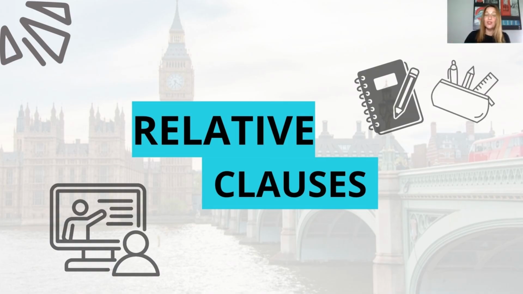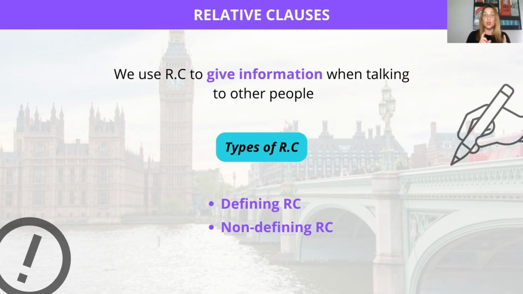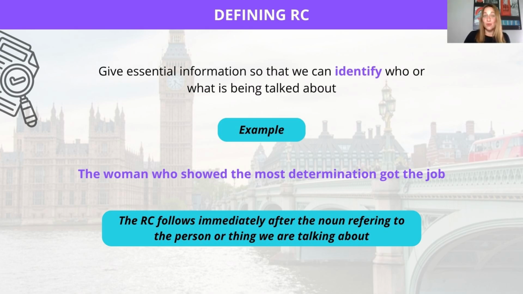Okay, so relative clauses. We use relative clauses to give information when talking to other people, as we said before. They are divided into defining and non-defining relative clauses. You might think, okay, and what is this? It's very easy. Let's keep going. Defining relative clauses: by using defining relative clauses, we are giving essential information so that we can identify who or what is being talked about.